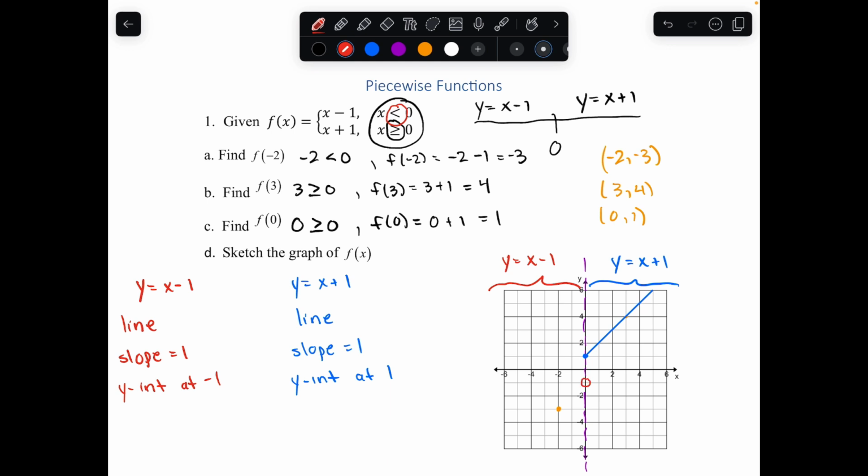Then I can draw my line. And that is the graph of our piecewise function. So let's move on down to the next one.